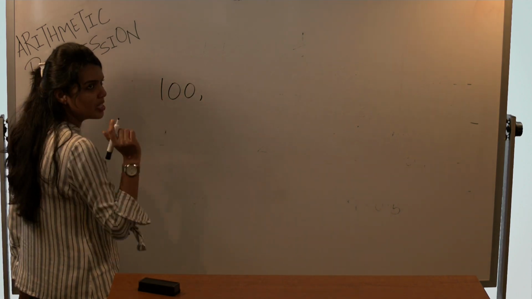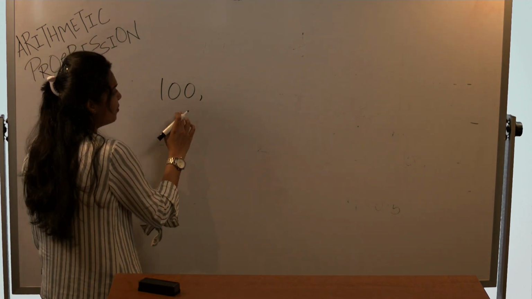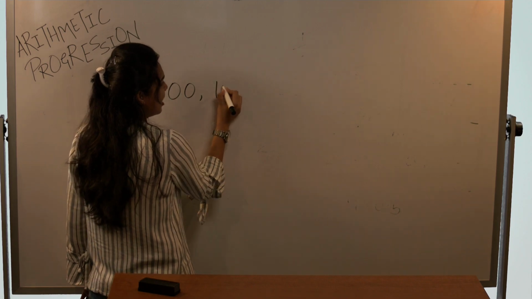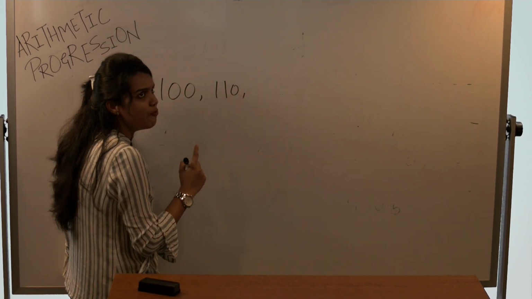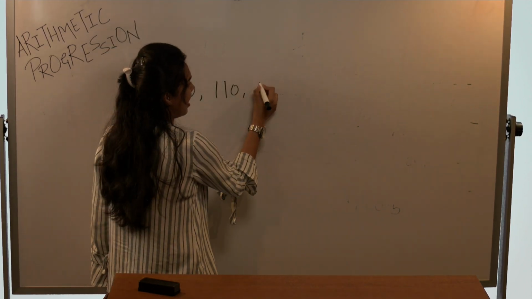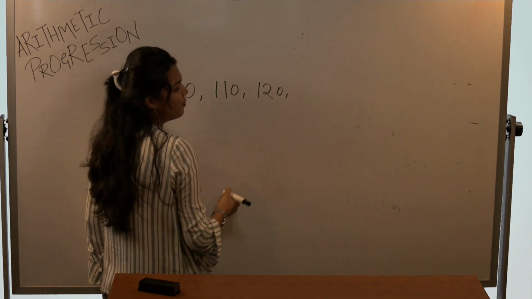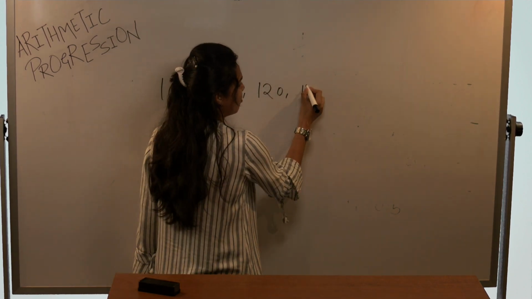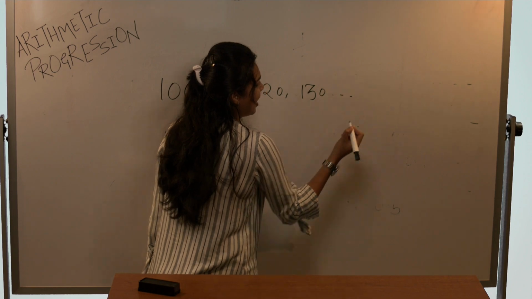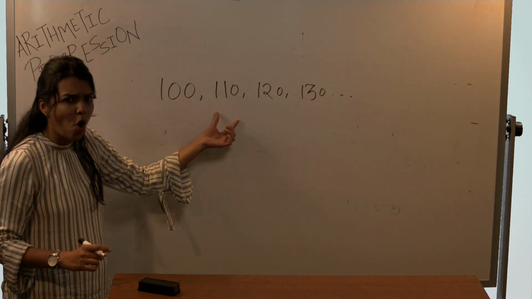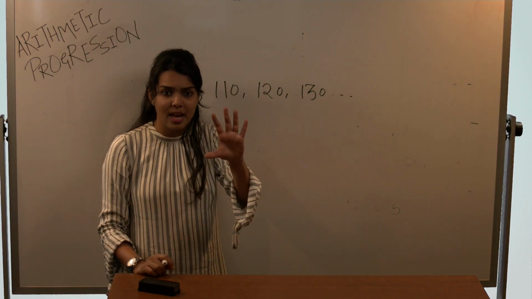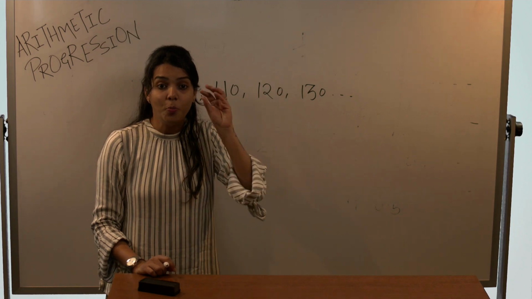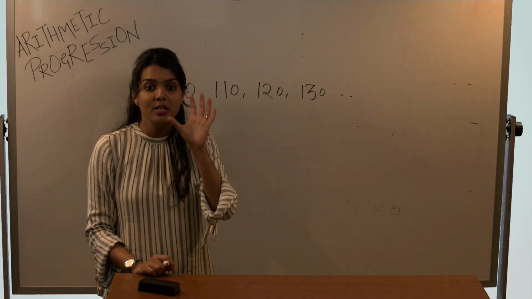So the basic first fare is 100. If 10 is added for the next hour, it will be 110. If 10 is again added for the next hour, it will be 120. If 10 is again added for the next hour, it will be 130. So can I see there is a common increase of rupees 10 for every hour? Rupees 10 is increasing constantly.